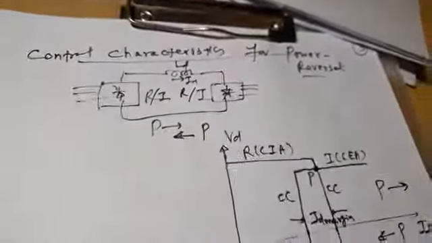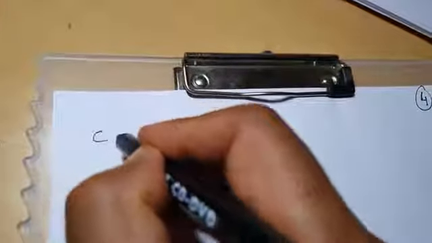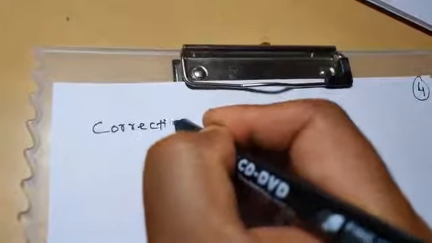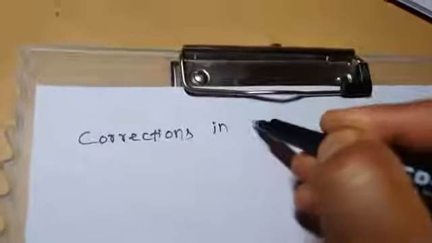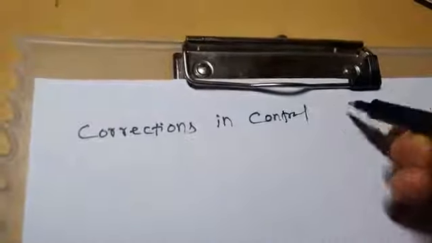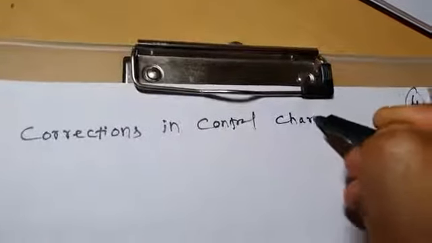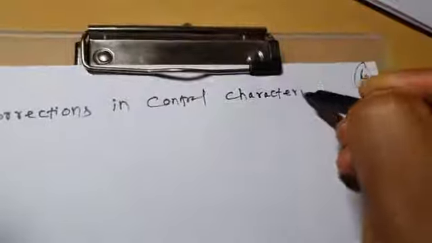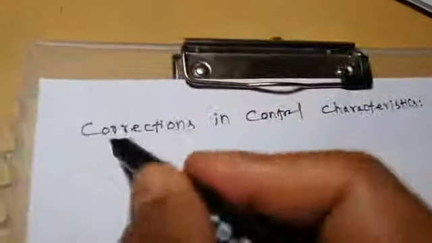So this is about control characteristics for power reversal. Therefore our control characteristics get modified from rectification in one direction of power flow to another direction of power flow. Now you have to make some more corrections in your inverter characteristics. So let us see what other corrections we have to make. I will write here: corrections in control characteristics. Some more corrections have to be made to accommodate other abnormalities also.